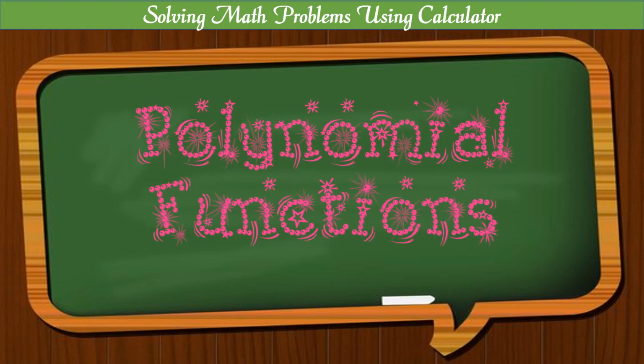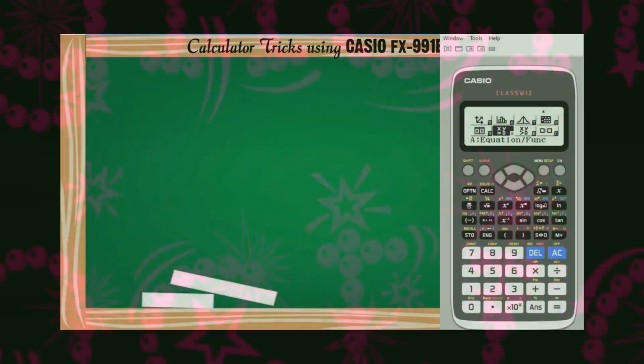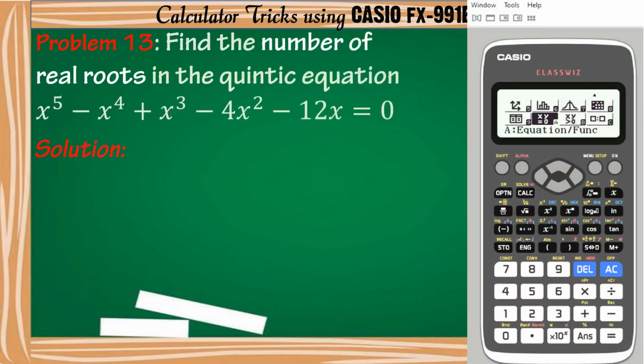Okay, now let's move on to polynomial functions. So tapos na tayo sa linear, quadratic, ngayon naman po ay polynomial function. Okay, problem number 13. Find the number of real roots in the quintic equation x to the fifth minus x to the fourth plus x cubed minus 4x squared minus 12x equals 0. So quintic meaning degree 5. We are expected to have 5 roots.